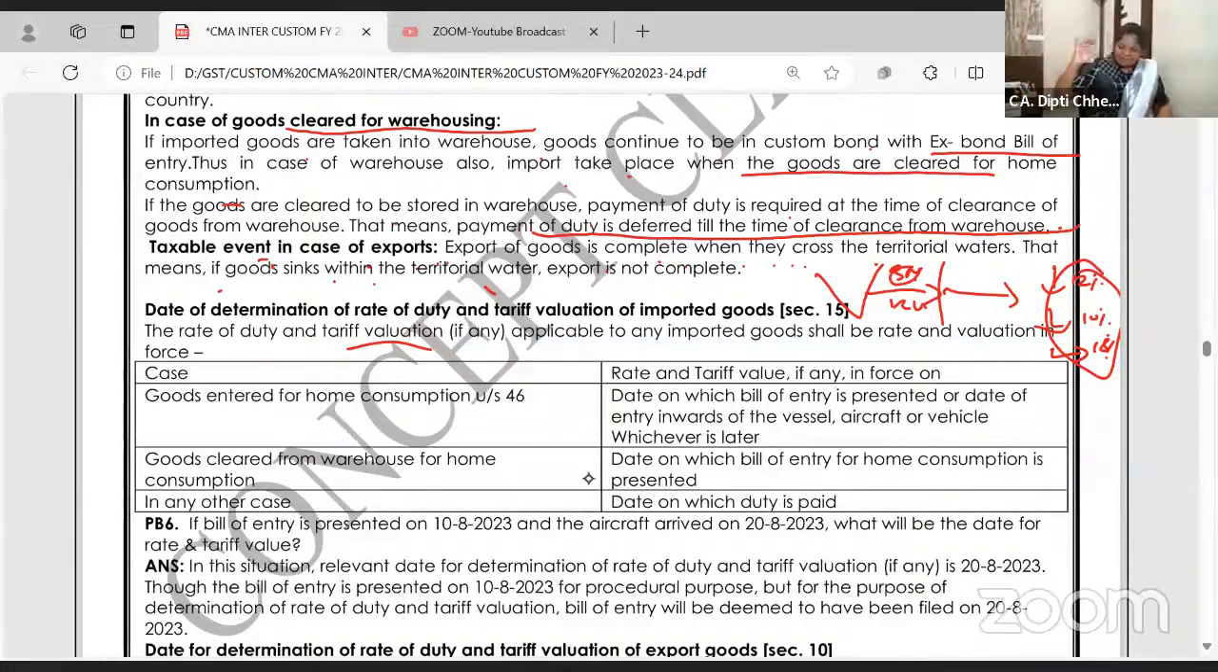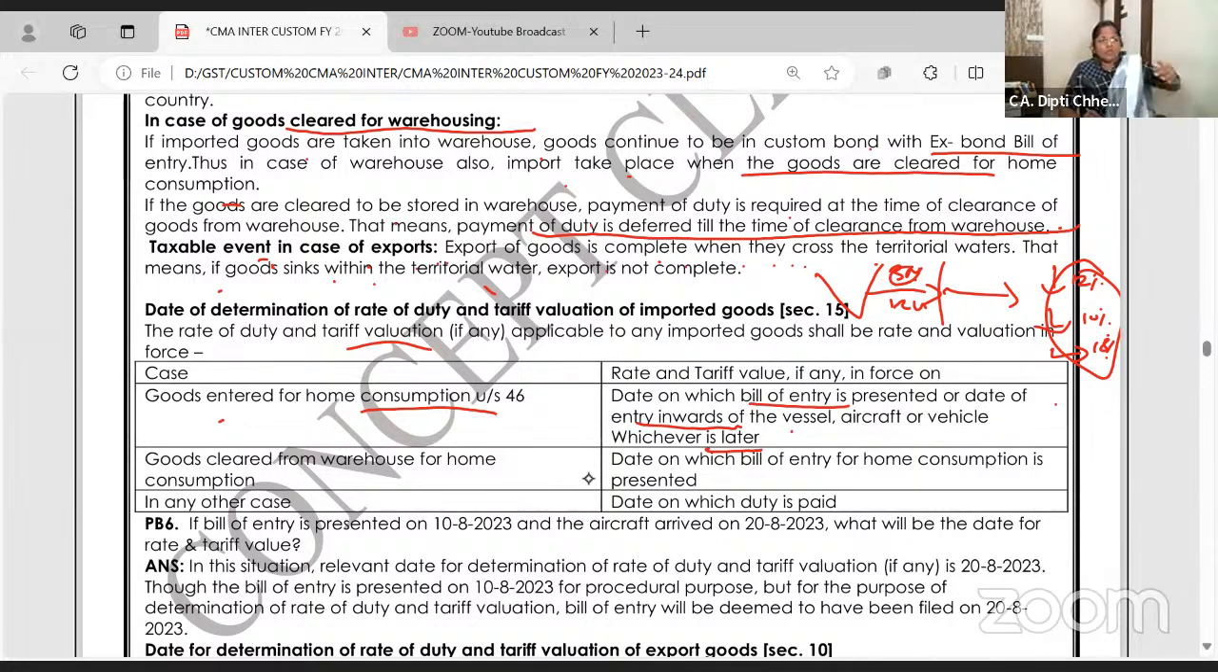Okay, for home consumption. Home consumption means you are taking the imported goods to your factory, to your business premises. So the rate of the duty which you have to take, for goods entered for home consumption, is as on the date of bill of entry or date of entry inward, whichever is later.